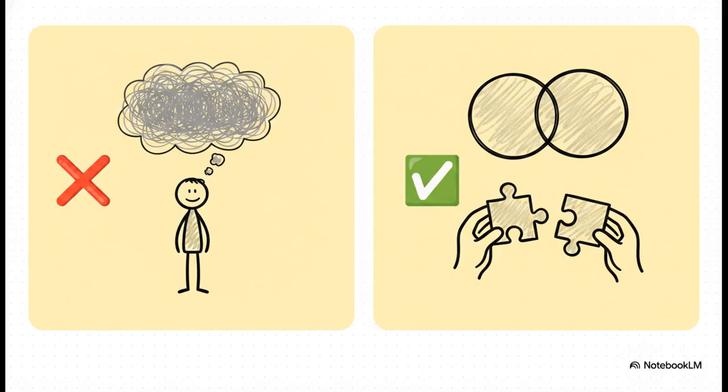Now look at the right side. We've upgraded this using a level 4 action verb. Contrast the economic and social impacts of industrialization on rural versus urban communities. Boom! Instantly, the goal is crystal clear, the depth is locked in at analysis, and you know exactly what your students need to be doing.